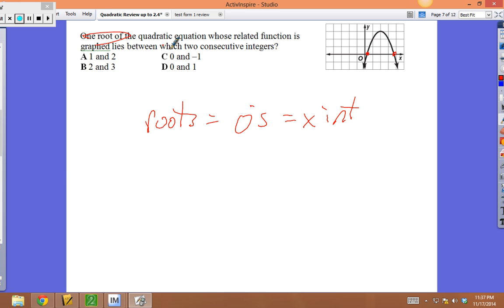So one of the roots lies between two integers. 0 and -1. 0 and -1 is right there. That is not a root. 1 and 2. Here's 1, here's 2. There's nothing between 1 and 2. That's done. 2 and 3, there's nothing there. 0 and 1. It's got to be 0 and 1. Yes, between 0 and 1, there is a root.